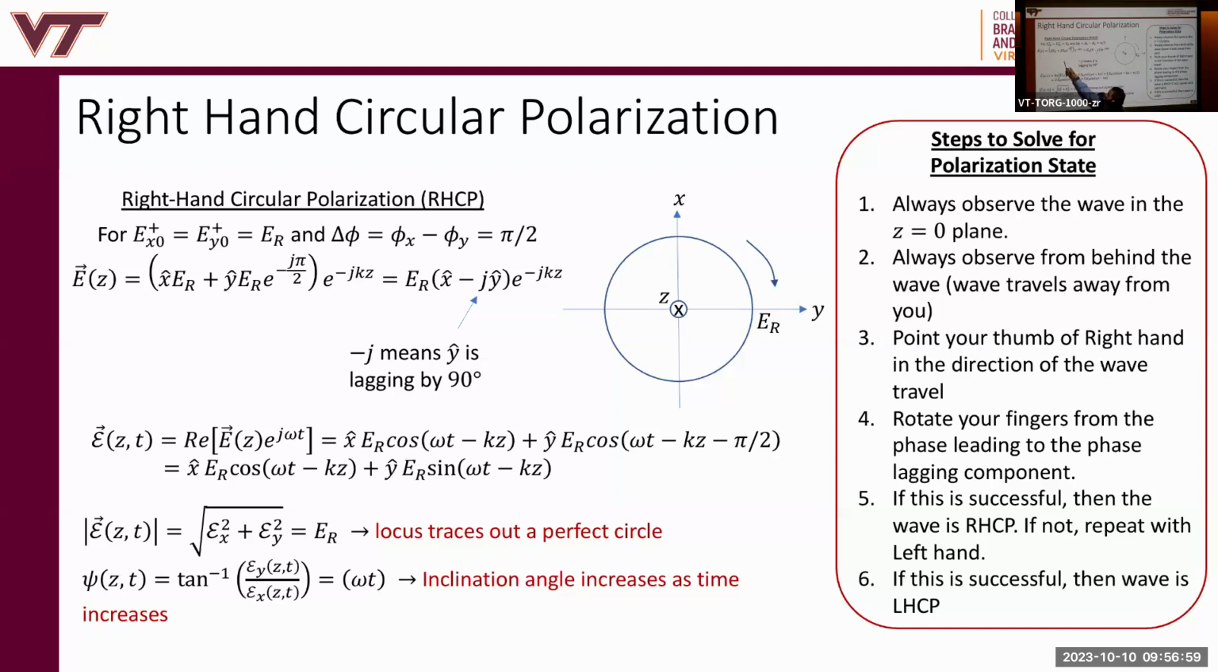So here we have E_x0 equal to E_y0 equal to E_R for CP, right-handed CP. Delta phi is the phase difference between the two components, and it has to be pi over 2, or odd multiples of it, we'll see.